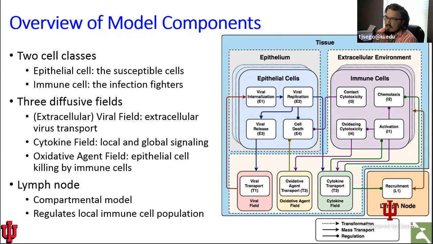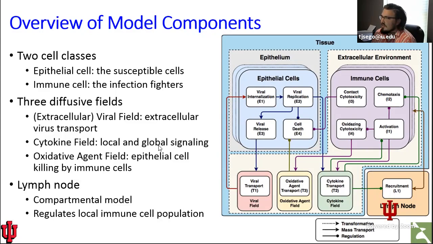So this is the extracellular virus that's actually diffusing around and can be internalized by epithelial cells to cause infection. This is also the extracellular field that's secreted into by epithelial cells when they release virus into the extracellular space. Now, the second diffusive field that's simulated is a generic cytokine field. Now, this cytokine field does a couple of different things and is primarily secreted by infected epithelial cells.